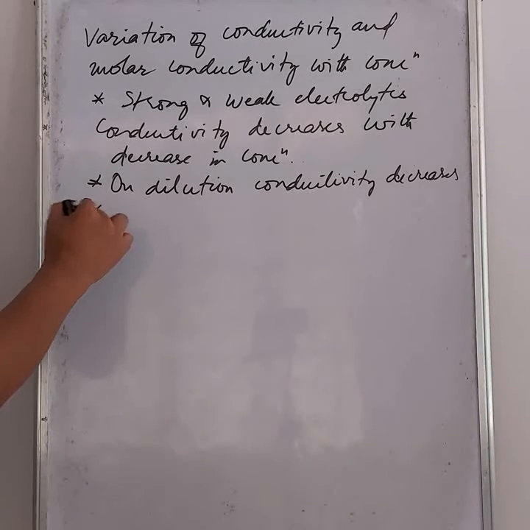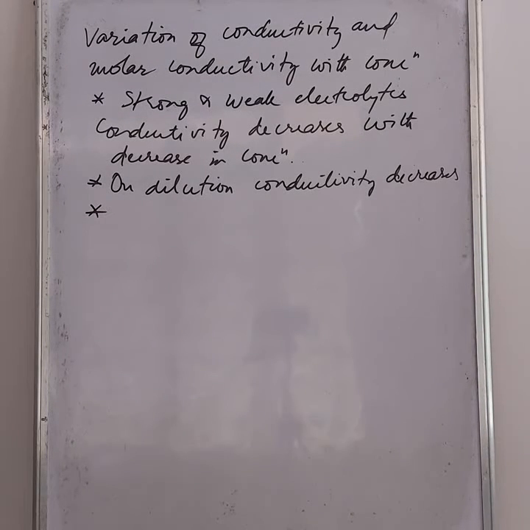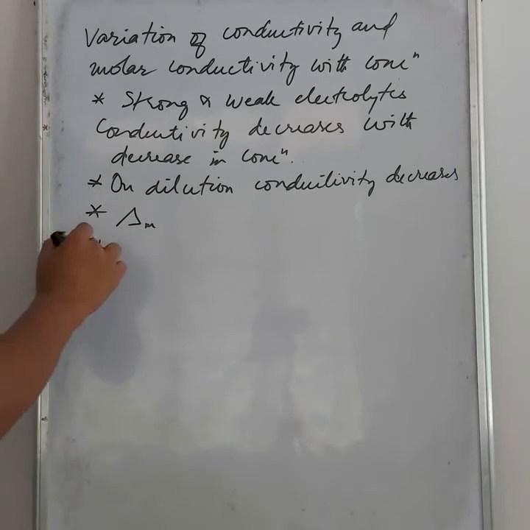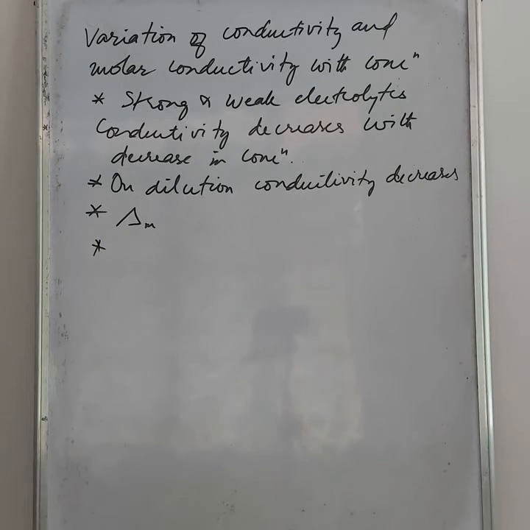The other point: molar conductivity increases with decrease in concentration. The molar conductivity, that is our lambda m, increases with decrease in concentration. It's because the total volume of solution containing 1 mole of electrolyte also increases. That is the reason why the molar conductivity increases with decreasing concentration.